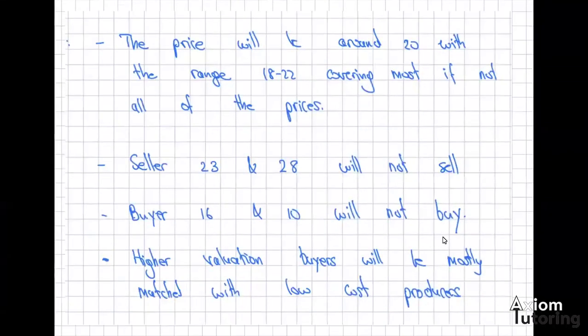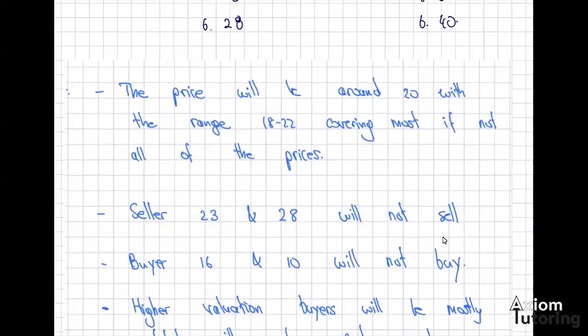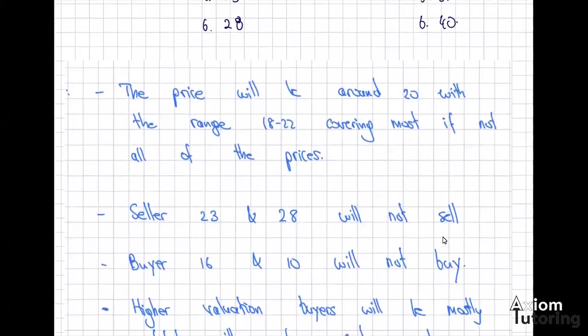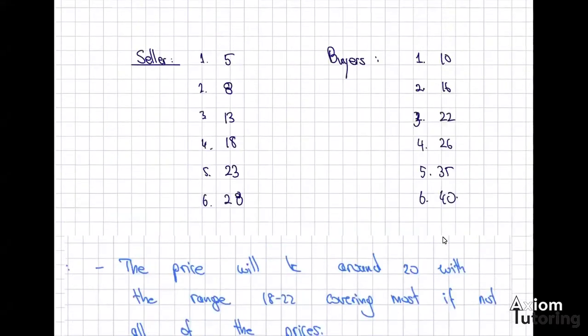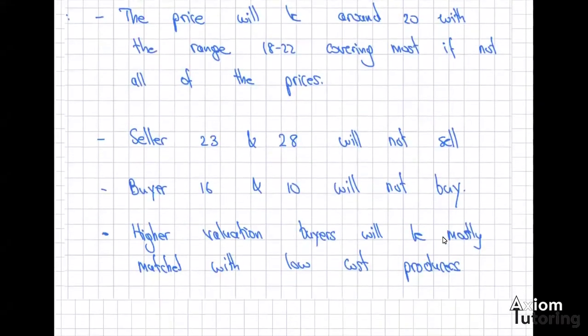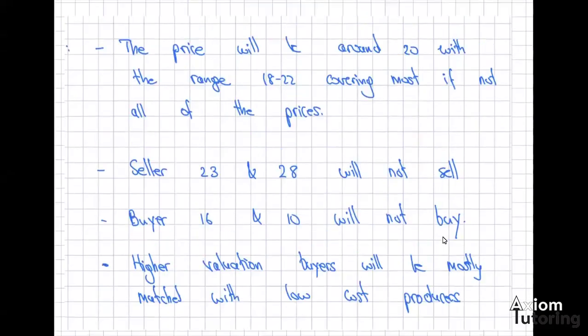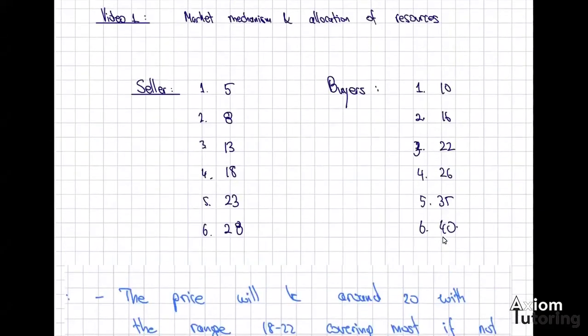So the price will be around 20, with a range between 18 and 22 covering most, if not all, the prices. The sellers with costs 23 and 28, so these guys here, are not going to sell, okay? And the higher valuation buyers will mostly be matched with low-cost producers. Okay, these are three predictions that we can actually test in a classroom.